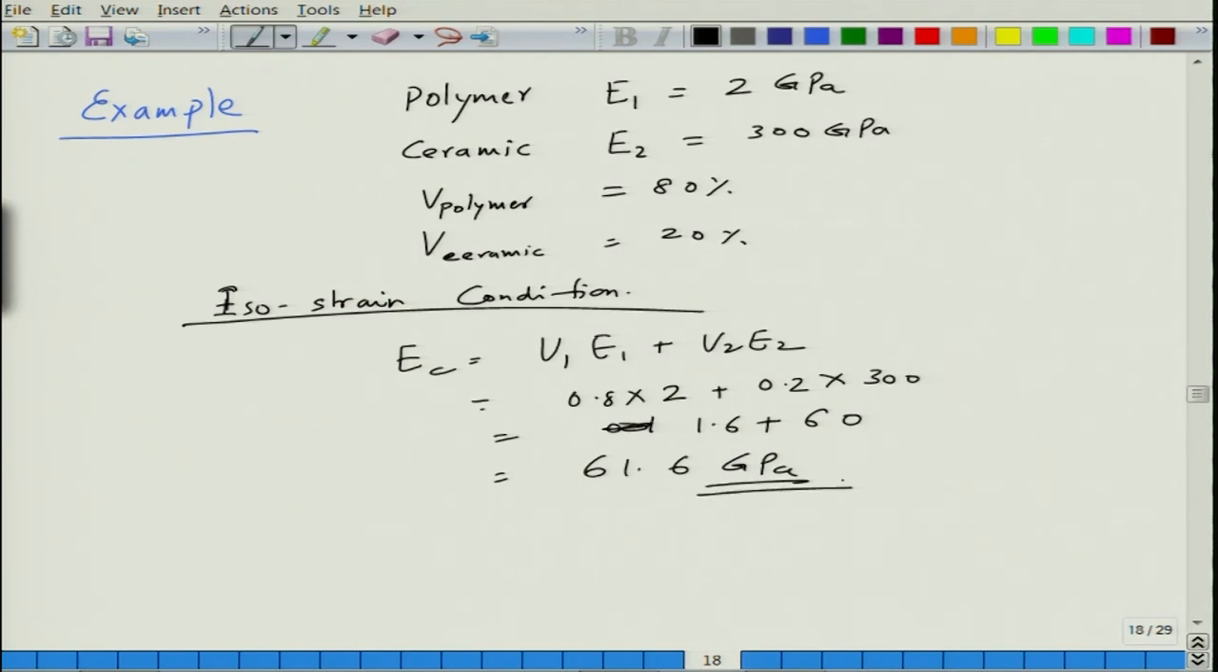You can see this value is much higher than the value of the polymer. So you can see that the modulus of elasticity of the composite is significantly improved, and so it's getting closer to, let's say, aluminium, very close to aluminium, okay, approaching the aluminium value of modulus of elasticity.